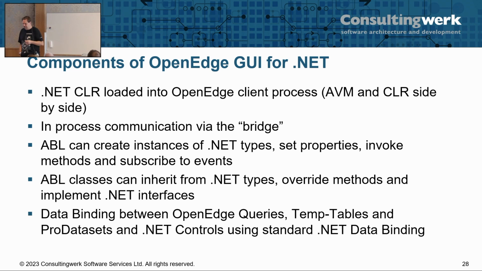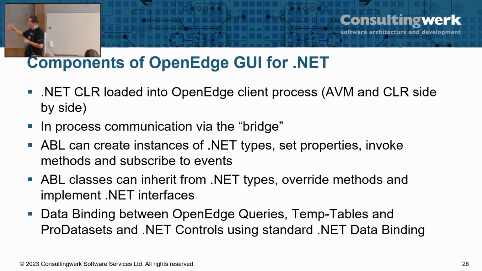AVM in contrast to the JVM for Java virtual machine, and the .NET common language runtime, they are loaded into the same process. So the prowin32 for the 32-bit client, or prowc for the web client processes, they always hold the ABL runtime. I mean, that's the main purpose. But they then load the .NET runtime into the same process. And then there's in-process communication between the two runtimes.